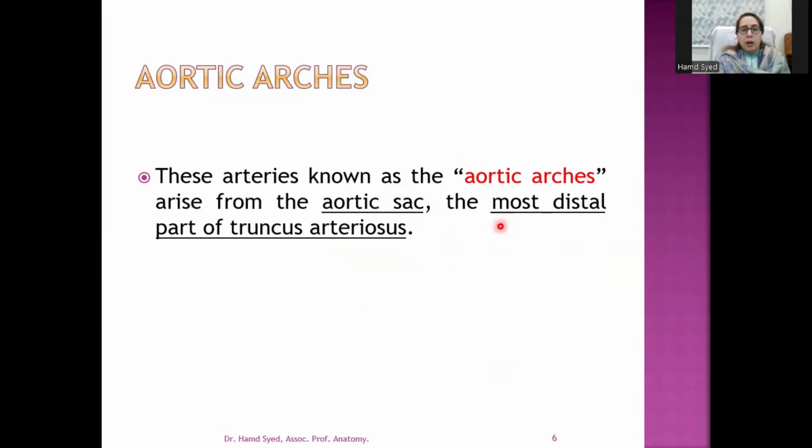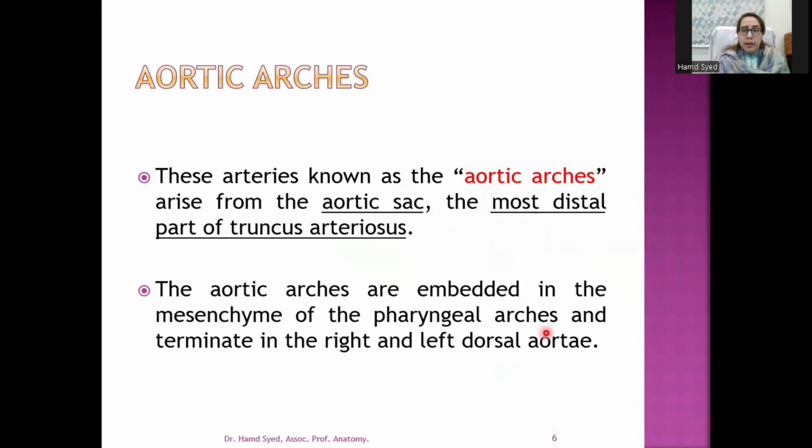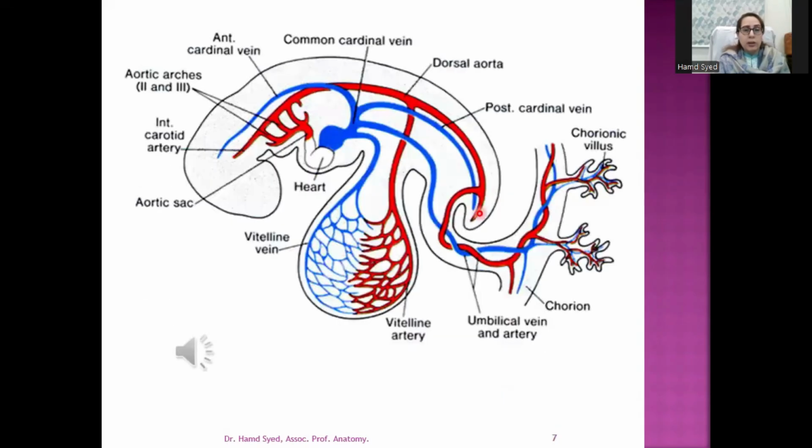They're arising from the aortic sac, which is the most distal or most cranial part of the truncus arteriosus, which is the cranial part of the heart tube. These aortic arches are embedded or lying within the mesenchymal pharyngeal arches, and they themselves terminate in the right and left dorsal aortae. So here is the diagram showing the fetal circulation in the early stages, where you can see this here is the heart tube, and in the cranial most part of the heart tube, the aortic sac is present, from which are emerging these arteries. As they're lying within the pharyngeal arches, they're called aortic arches, and they're numbered accordingly. They are terminating within this larger blood vessel, which is the dorsal aorta.